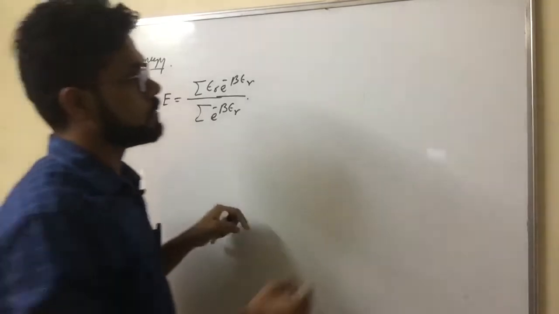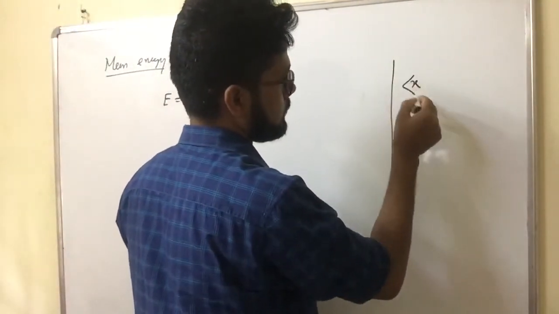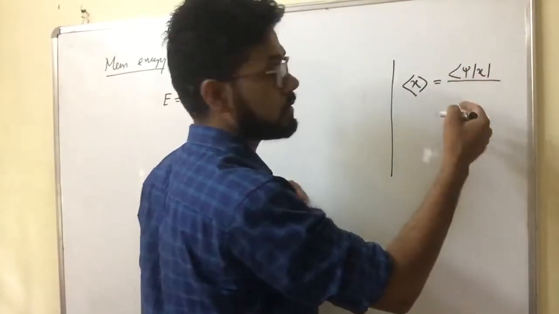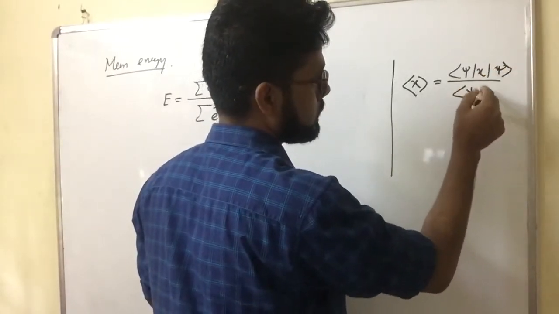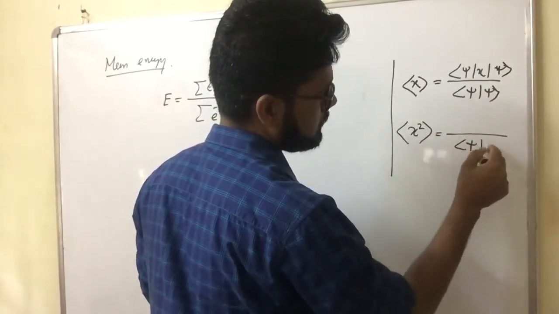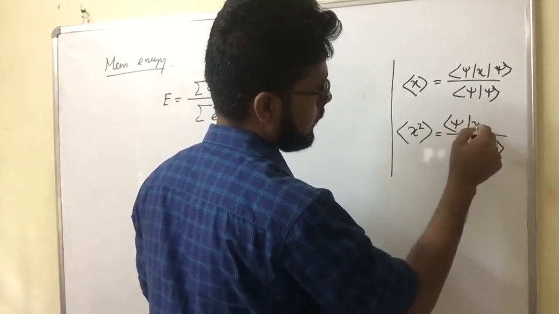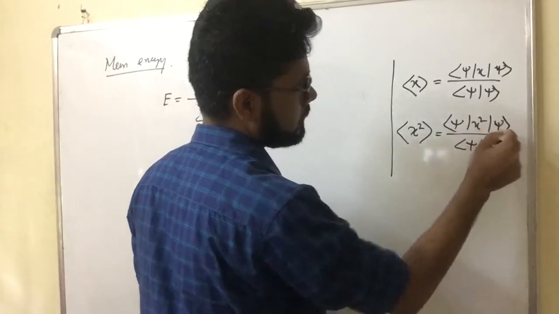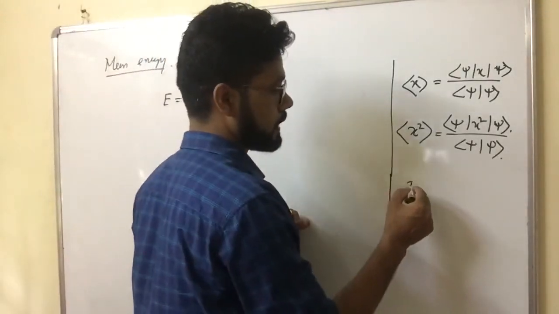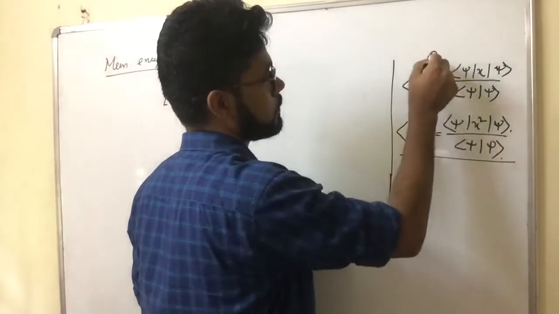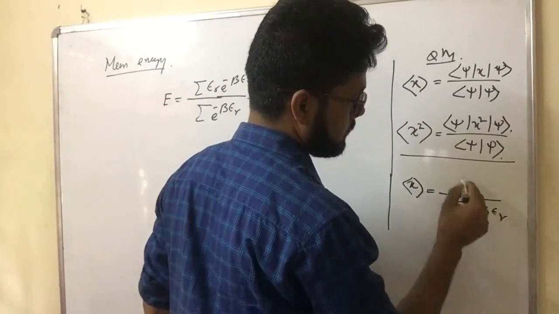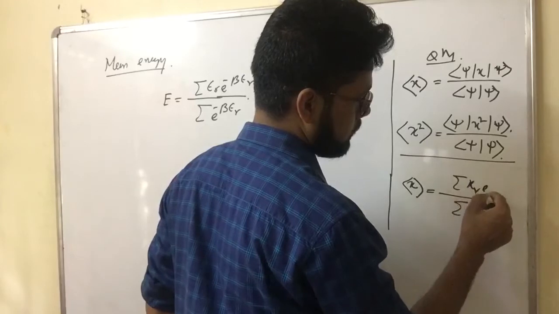One thing I want to share with you: in quantum mechanics, the mean value of x equals the wave function, x in the middle, in bracket notation. This is the probability. If I want the mean value of x squared, the same formula remains, only x squared you have to change. Similarly, in statistics, if I take the mean value of x, with e to the power minus beta E_R, it will be x_R e to the power minus beta E_R.